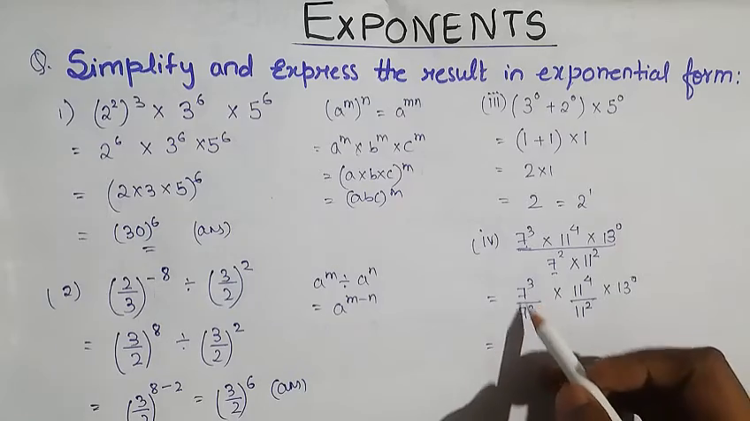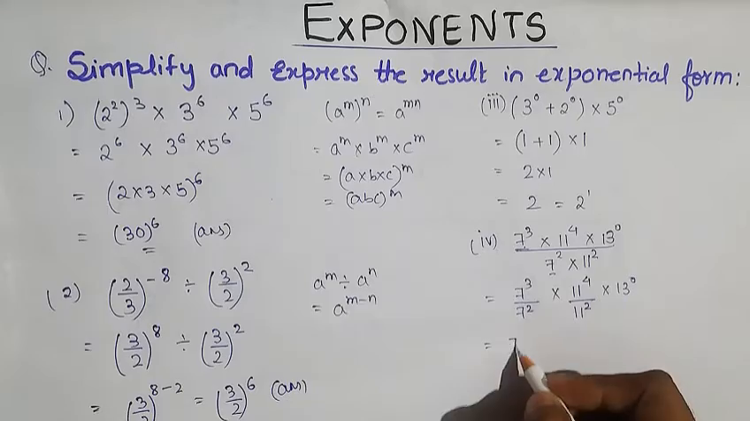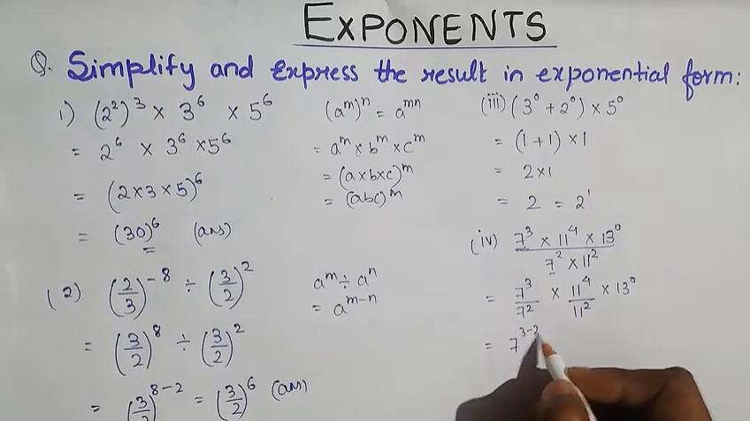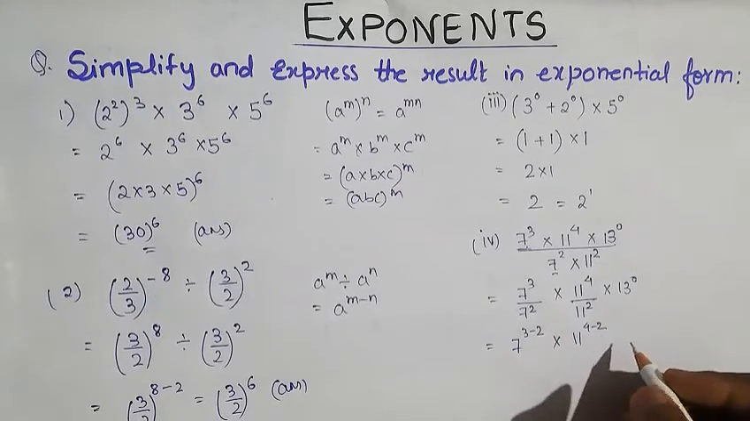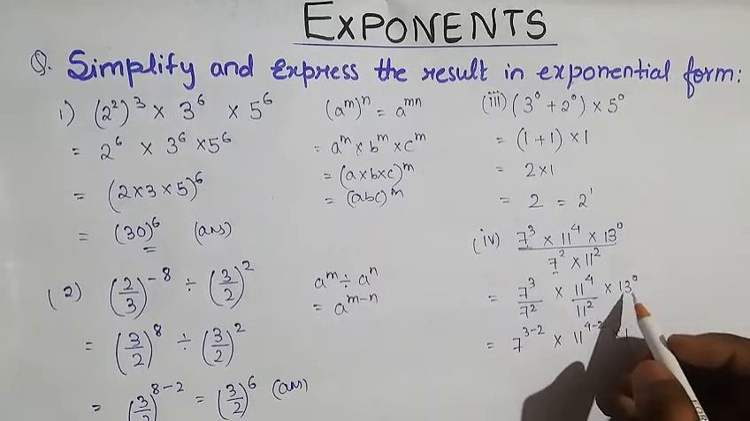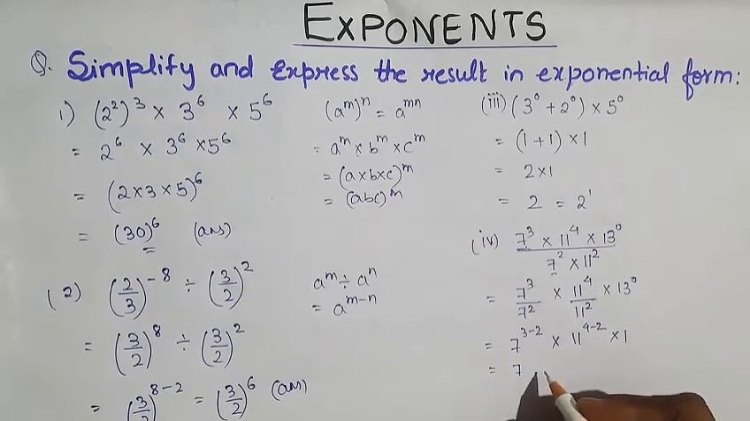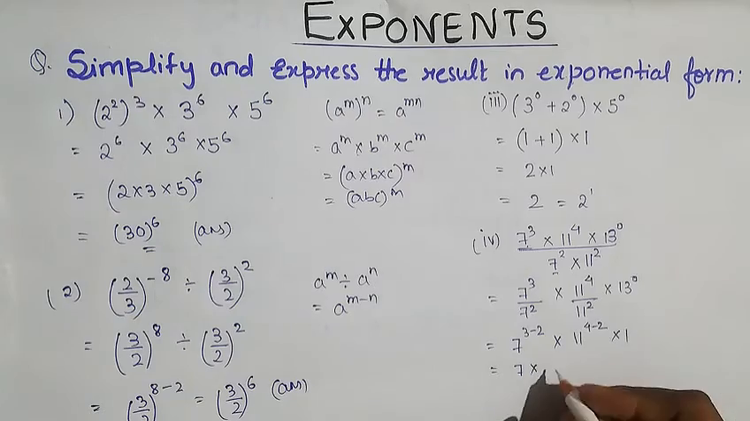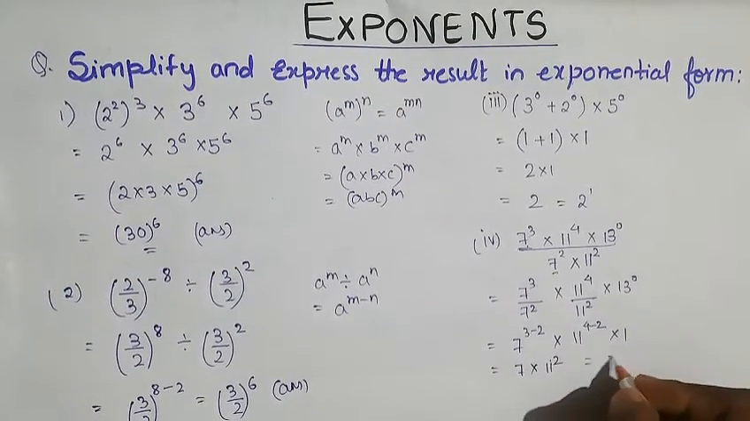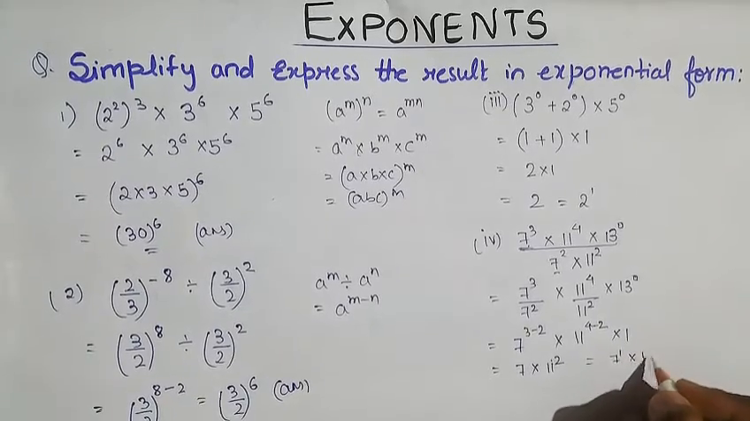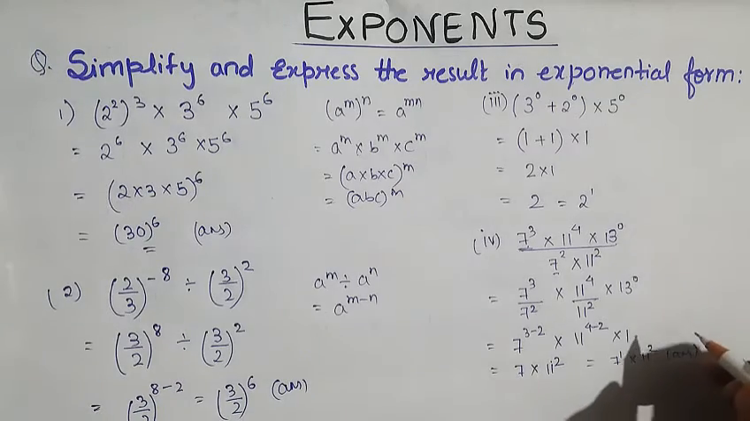We can see the bases are same, which is 7, and they are being divided. So we can write it as 7 raised to the power 3 minus 2, alright, into 11 raised to the power 4 minus 2, and this can be written as 1 because 13 raised to the power 0 is 1. This is equals to 7 into 11 to the power 2, and this is equals to 7 raised to the power 1 multiplied by 11 raised to the power 2. So this is the answer. So I hope it is clear until now.